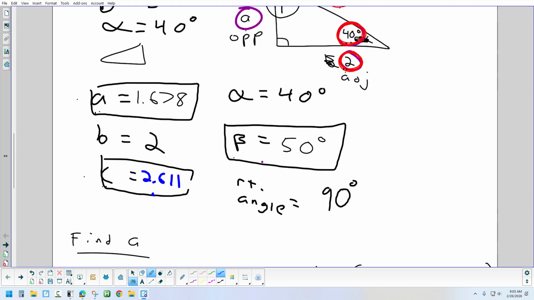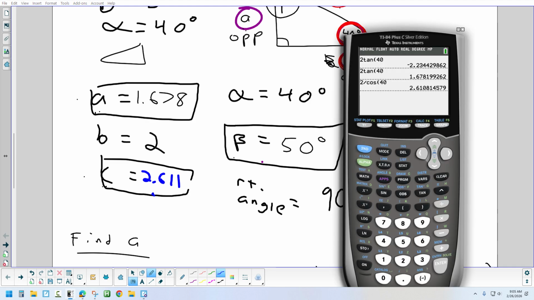So now, if I had an extra 20 seconds and I wanted to double check that I did that problem right, I could try Pythagorean theorem and see if it works. And if I get the same answer, then I know I did it right. Okay. Take 1.678, square it. Take 2, square it. That's a squared plus b squared. And that's supposed to equal c squared. If it does, then we did it right.